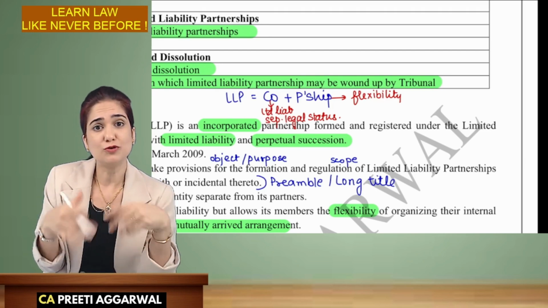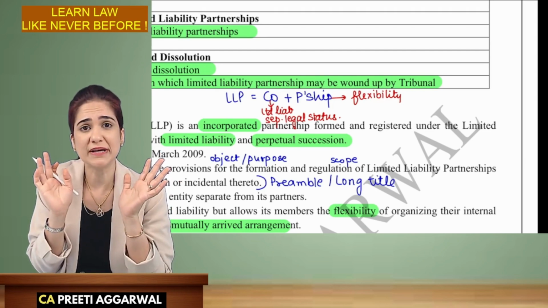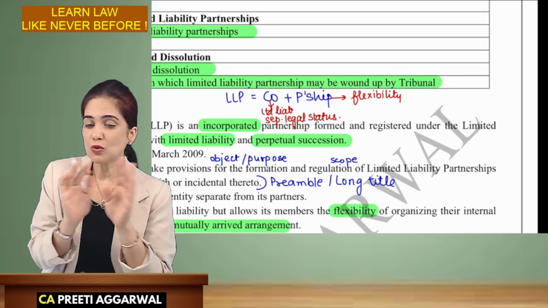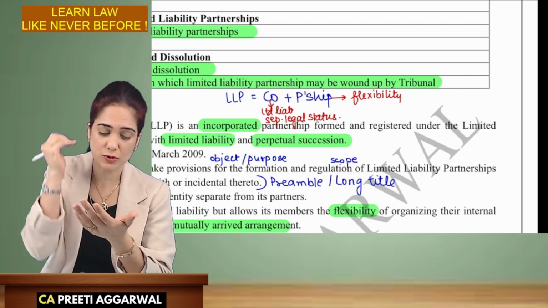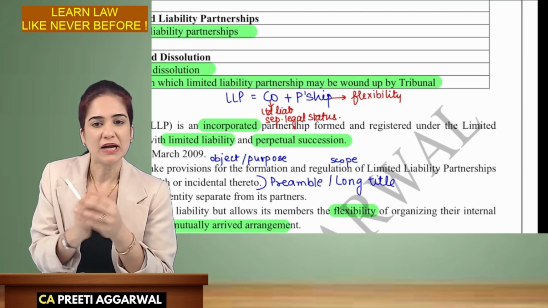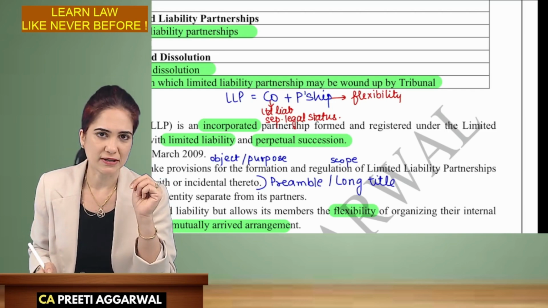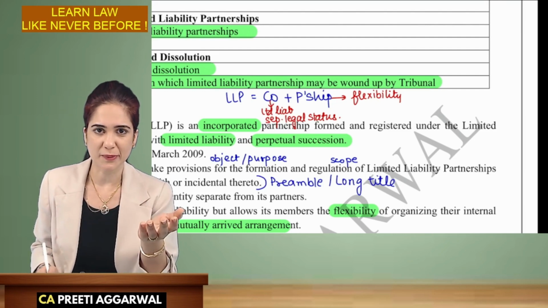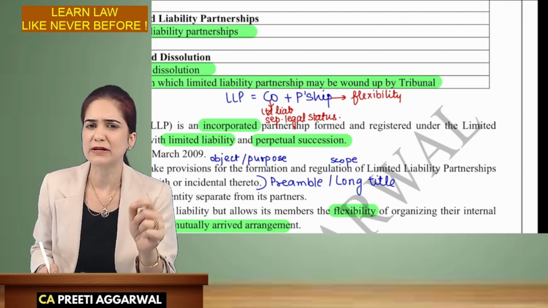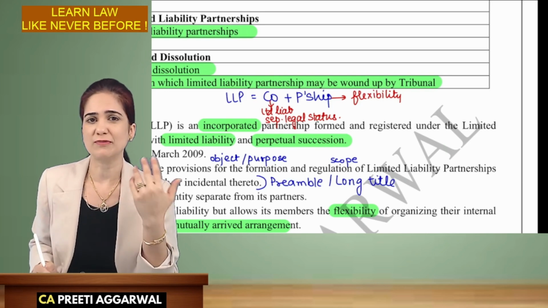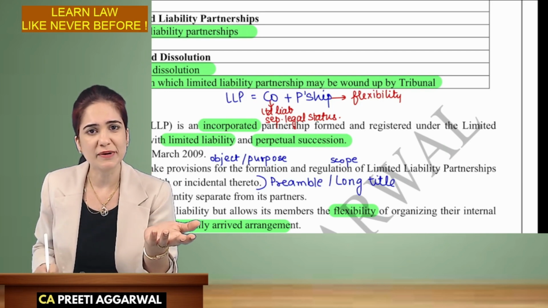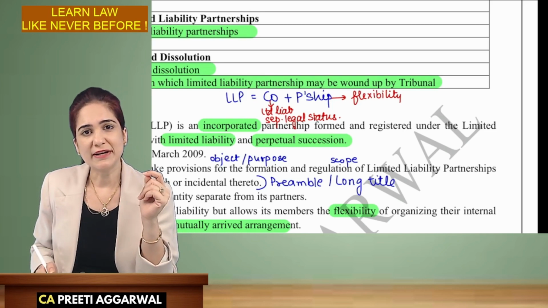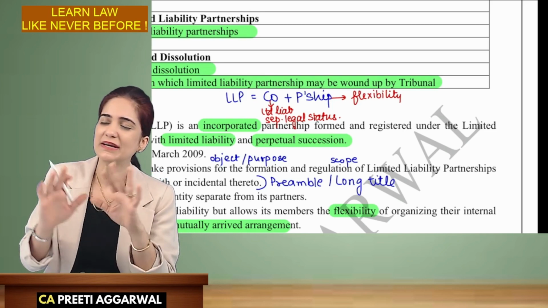Whereas in LLP, you frame your own partnership deed. You frame your own partnership agreement. There is no hard and fast rule that this should be included, this should be mentioned. It's not like preparing a memorandum or articles. The effect is the same. The LLP is governed by the partnership agreement. Effect is the same, but there is no compulsion. So you frame your own rules, the rules with which the LLP will be governed. There is a lot of flexibility that way. As far as the limited liability feature is concerned, the partners need not worry.